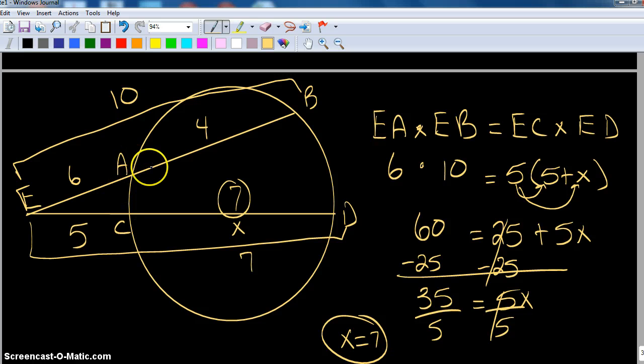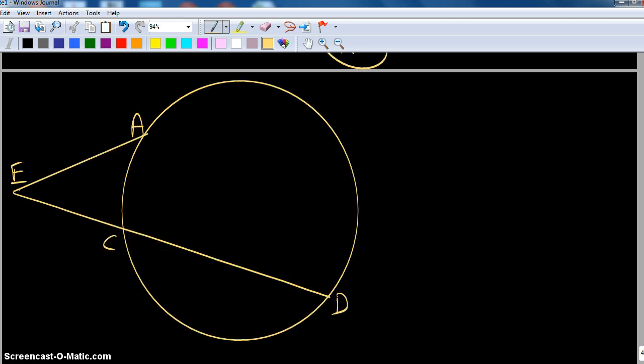Not too bad. Now we're going to do another one that's very similar to this. Well, you'll see when I draw the picture. Alright, so this picture, EA doesn't have the rest of the part going all the way through. This is very important. This is very different. So EA, the piece that's by itself, you square it, and that is equal to EC, the small one, times ED, the big one.